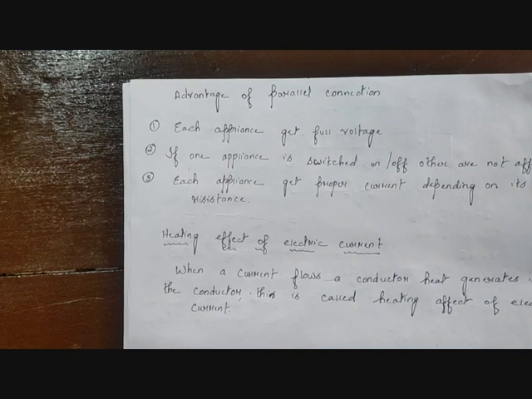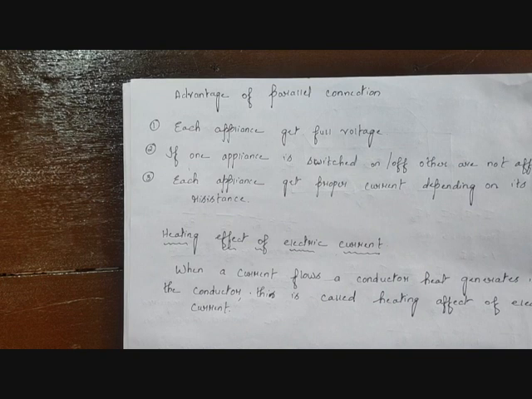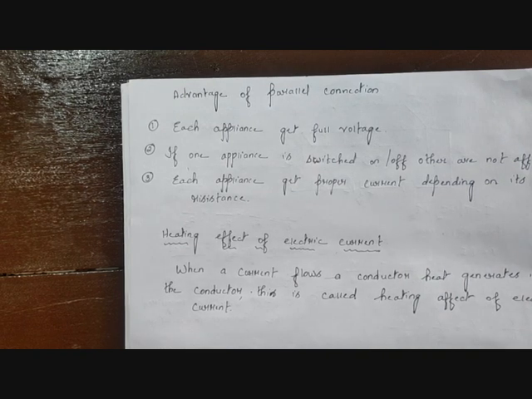Obviously, at home, if you switch off a fan, it will not affect the other fan, right? But in series connection, if you switch off one particular thing, it will affect the others also. But in parallel connection, we don't face that. If you switch on or off one appliance, it will not affect the other. Number three: each appliance gets proper current depending on its resistance.